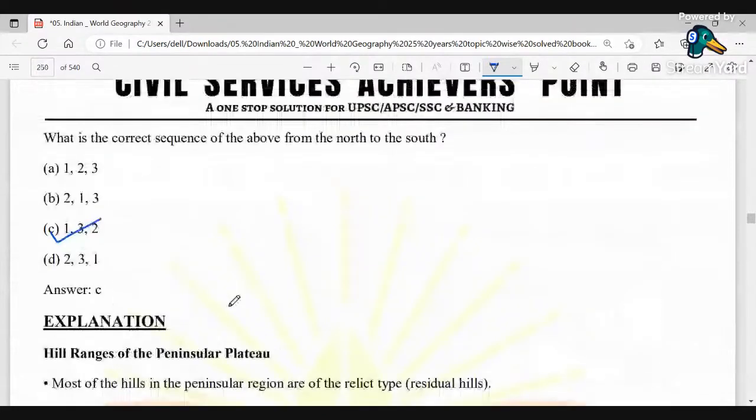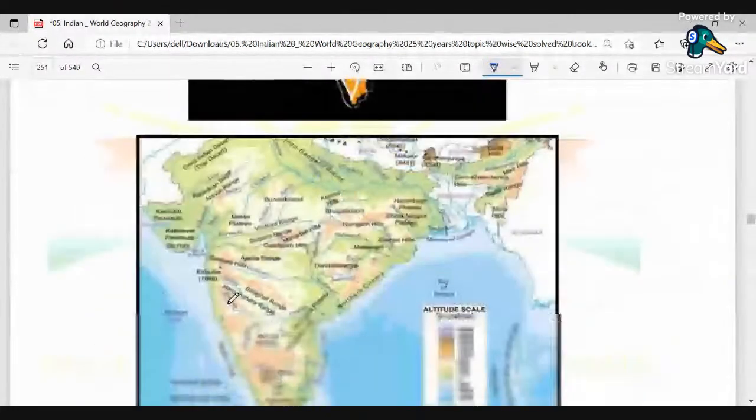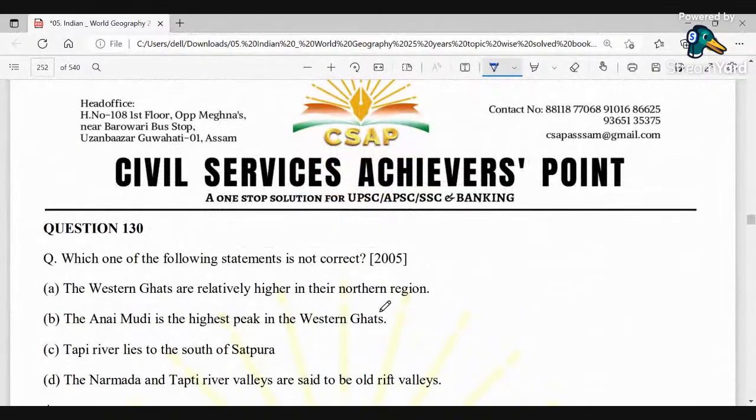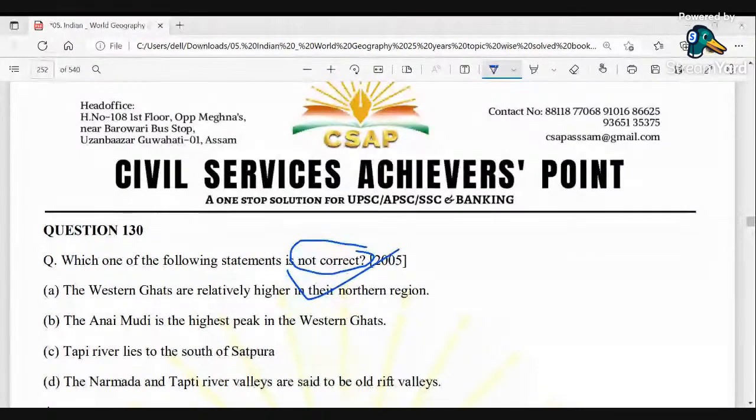Then coming to the next question. You could see all the explanation part of it. Which one of the following statements is not correct? It's been asked not correct, so please do remember such questions. A, the Western Ghats are relatively higher in their northern region. B, the Annaimudi is the highest peak in the Western Ghats. C, the Tapi River lies to the south of Satpura. And lastly, the Narmada and Tapi River valleys are said to be old rift valleys.